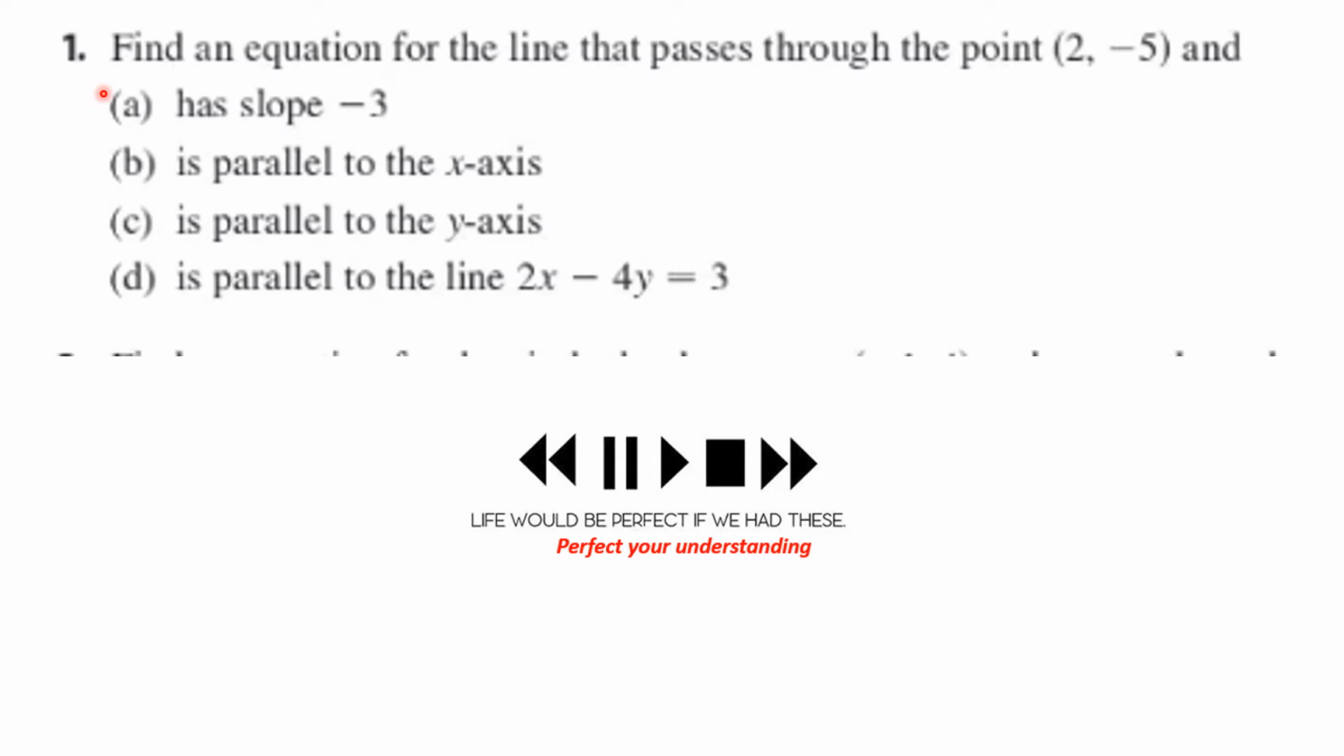First problem is here. You want to find an equation for the line that passes through the point (2, -5) with a slope of -3. The one that passes through that point parallel to the x-axis, the one that's parallel to the y-axis passing through that point, and passing through that point parallel to this given line. You should give this a go, and when you're finished, check the answers. Let's see how you did.